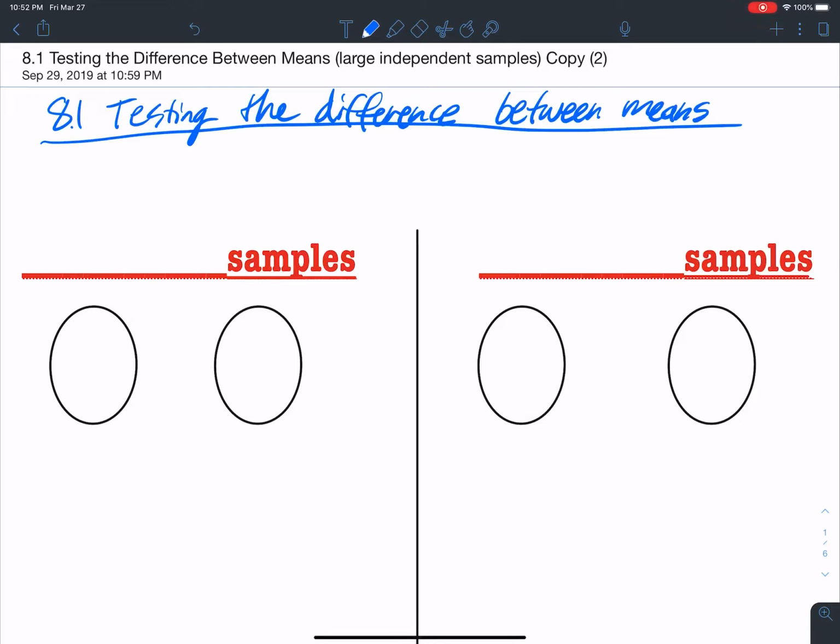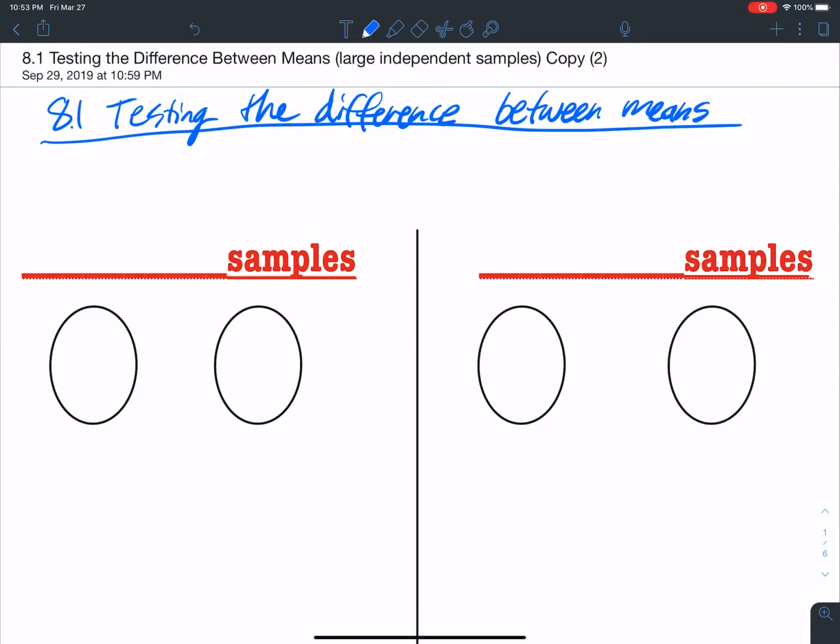All right, so we're starting chapter 8. This is section 8.1. We're going to be testing the difference between means. So the big difference between chapter 7 hypothesis testing and chapter 8 hypothesis testing. Chapter 7, we just had one sample from a particular population and tried to do some inferential statistics.